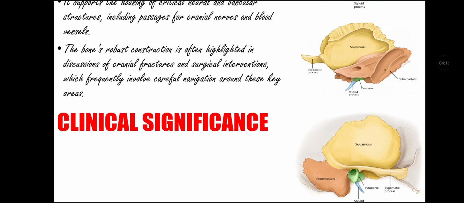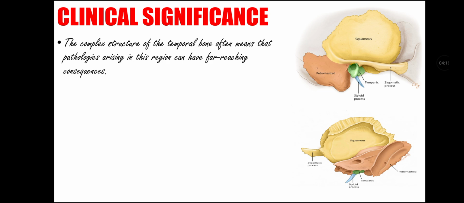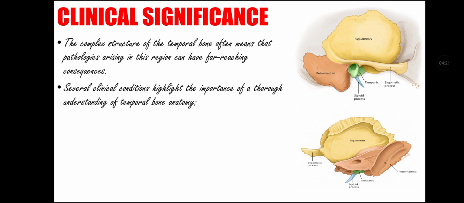around these key areas. Next is clinical significance. The complex structure of temporal bone often means that pathology arising in this region can have far-reaching consequences. Several clinical conditions highlight the importance of thorough understanding of temporal bone anatomy.